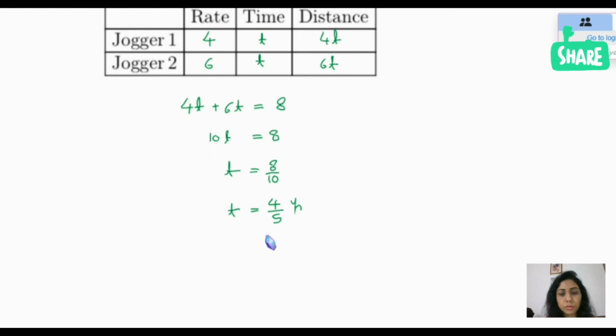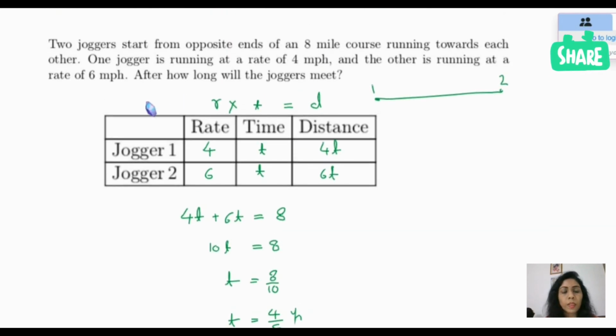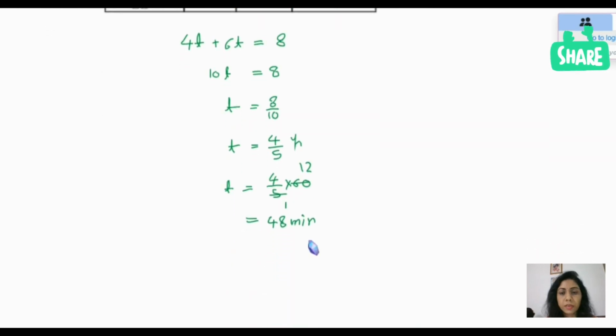Can we change this into minutes? So 1 hour equals 60 minutes. Okay, so this is 5 times 12 is 60 and 4 times 12 is 48 minutes. Okay, this is our answer, 48 minutes. This is the t value. Okay, so after how long will the joggers meet? After 48 minutes, and this is our answer.